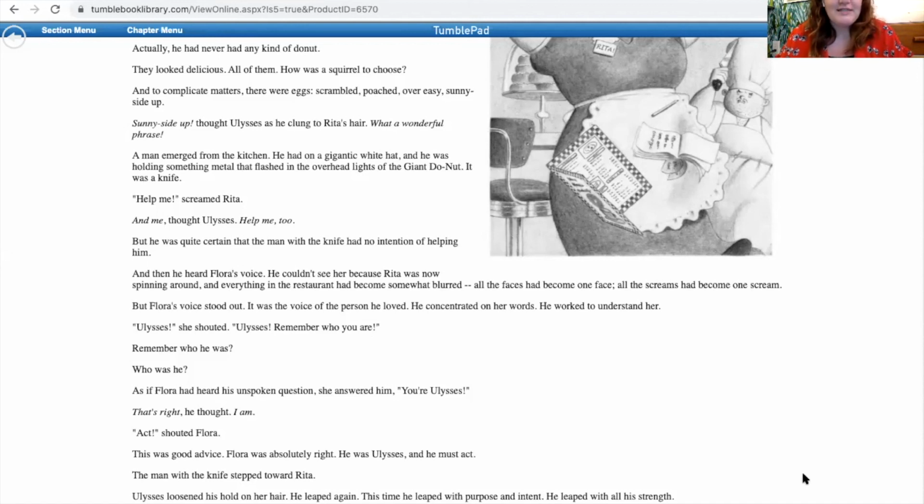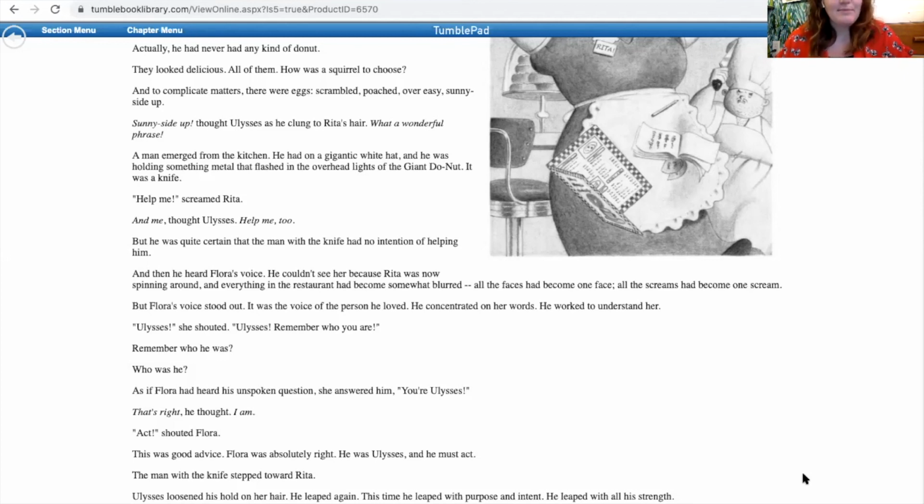And then he heard Flora's voice. He couldn't see her because Rita was now spinning around, and everything in the restaurant had become somewhat blurred. All the faces had become one face. All the screams had become one scream. But Flora's voice stood out. It was the voice of the person he loved. He concentrated on her words. He worked to understand her. Ulysses, she shouted. Ulysses, remember who you are. Remember who he was? Who was he? As if Flora had heard his unspoken question, she answered him, You're Ulysses. That's right, he thought. I am. Act, shouted Flora. This was good advice. Flora was absolutely right. He was Ulysses, and he must act.